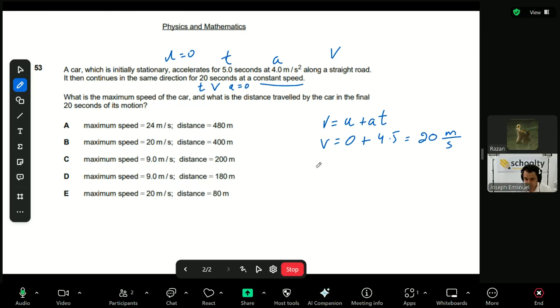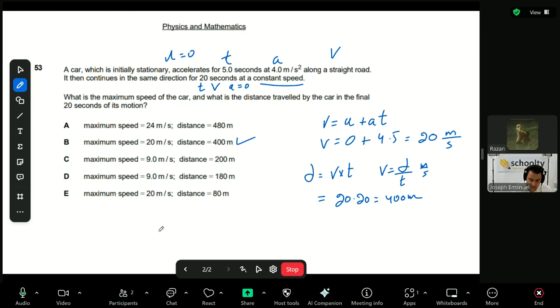After that, you have the distance. What is the distance? It's velocity times time, because velocity is distance divided by time, meters per second. So for 20 seconds, the speed 20 multiplied by 20 is 400 meters. So the maximum speed is 20.